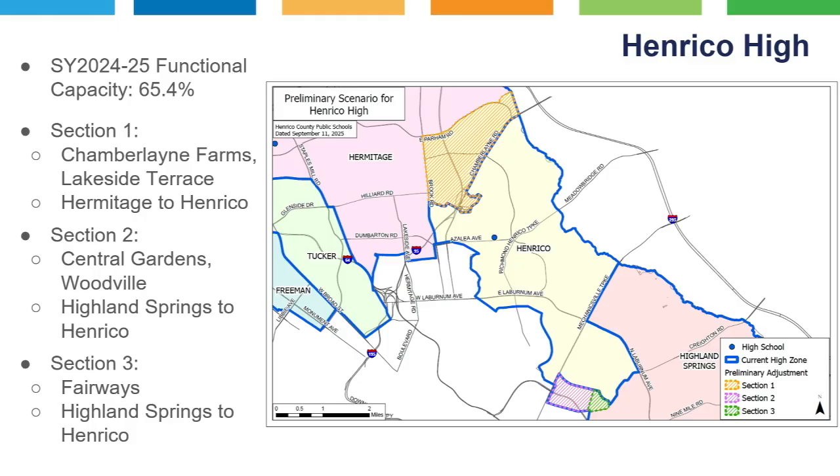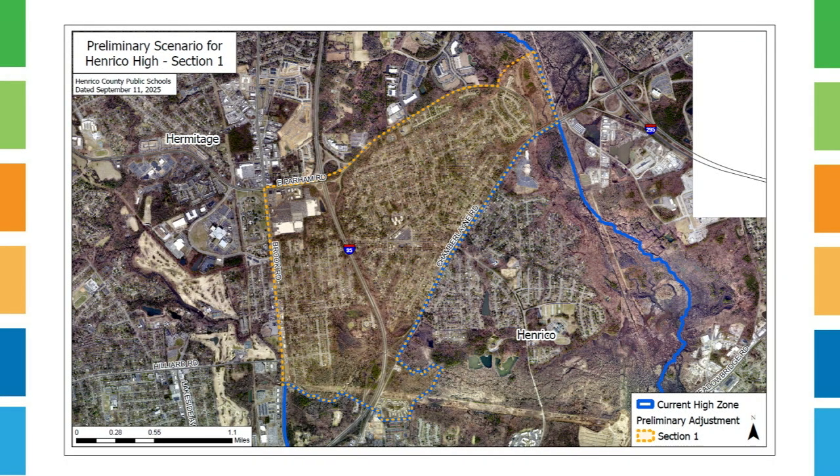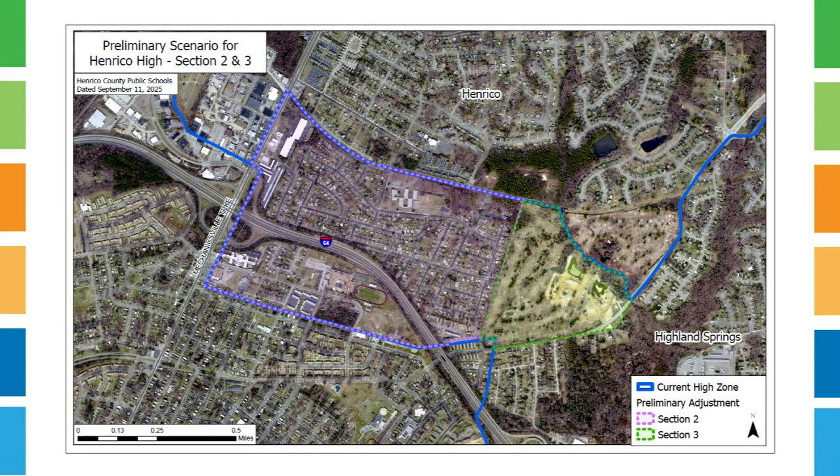Section 2, seen on the lower center of the map in purple, includes moving students from Highland Springs to Henrico, which impacts the Central Gardens and Woodville neighborhoods. Finally, Section 3, found adjacent to Section 2 in green, includes the portion of the Fairways development that is currently zoned for Highland Springs, moving to Henrico. This is an aerial image of the neighborhoods in Section 1, those moving from Hermitage to Henrico. And this is an aerial image of the neighborhoods in Sections 2 and 3, those moving from Highland Springs to Henrico.